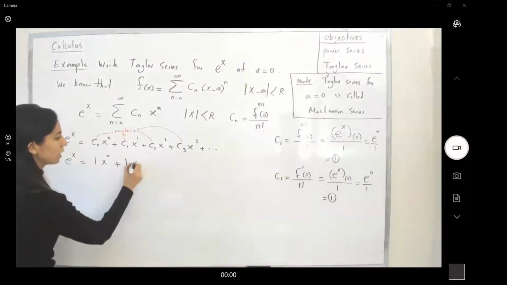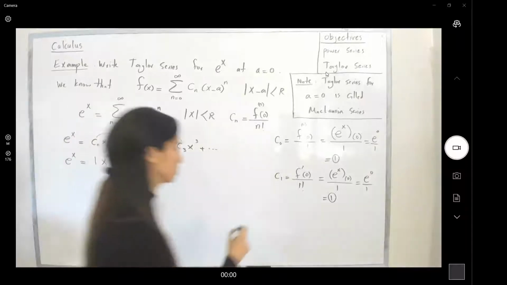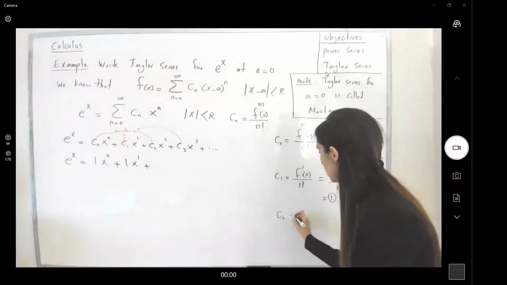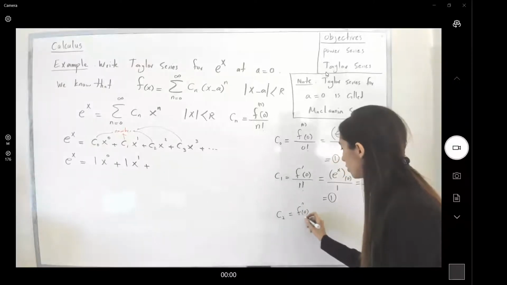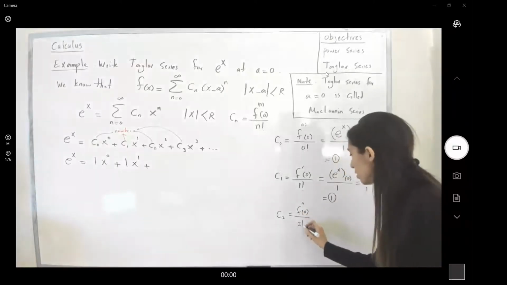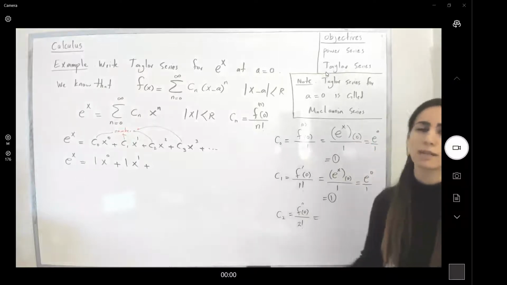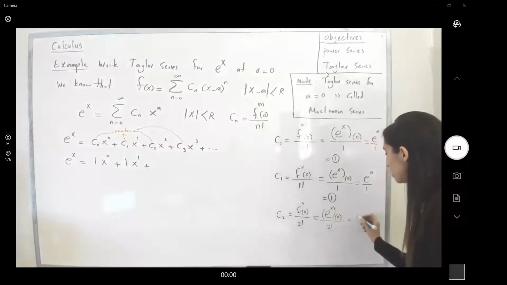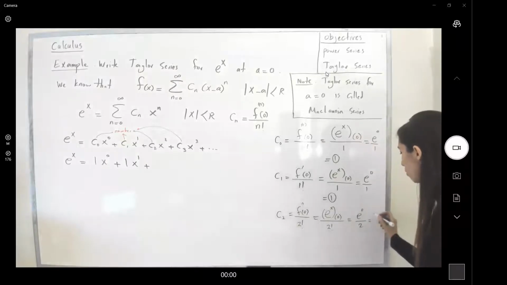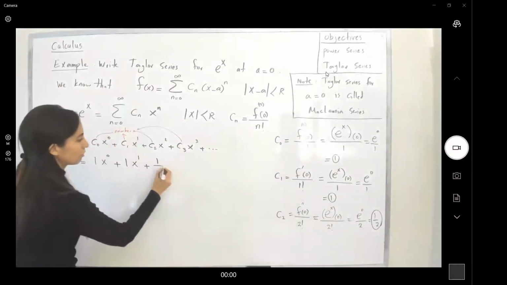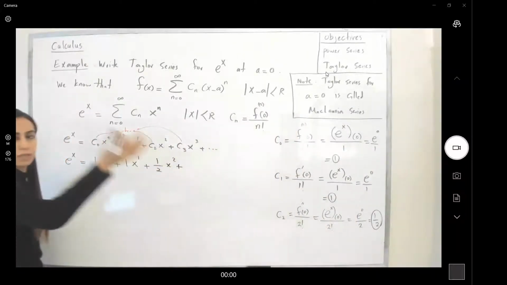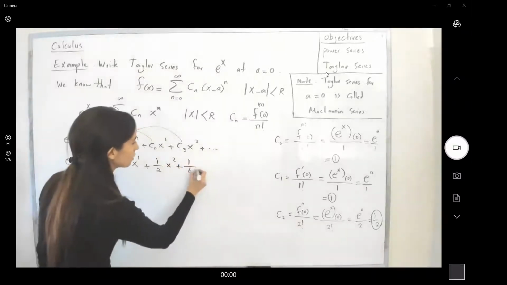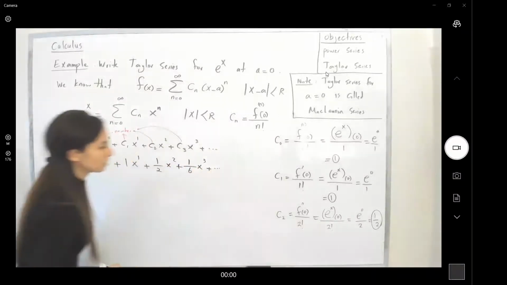1 times x to the first power plus c sub 2. We continue this process. C sub 2 is the second derivative of the function at 0 divided by 2 factorial. The second derivative of e to the x is e to the x. So we're going to get e to the x evaluated at 0 divided by 2 factorial. So you get e to 0 divided by 2, or it is a half. A half x squared plus, if you continue that calculation, you get 1 over 6 x cubed plus the rest of the terms.